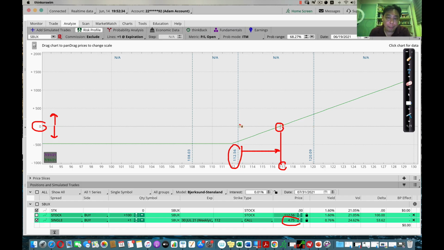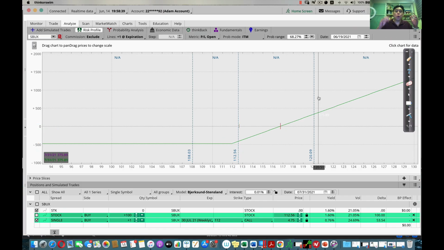And notice again what happens if the price stays where it is. That's right, you will lose $475. So how do we avoid this problem? How can we leverage without paying interest to the broker and without the risk of losing time value? The answer is to buy a call option and sell a put option at the same time. That's right.